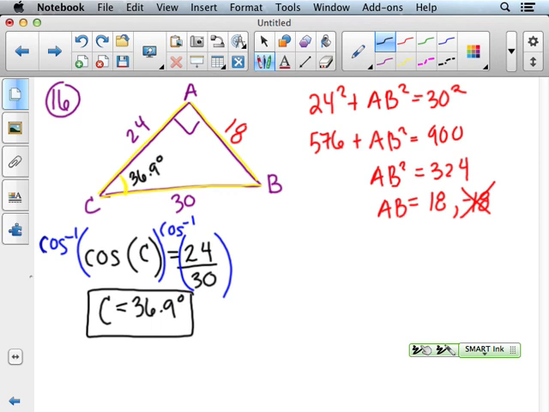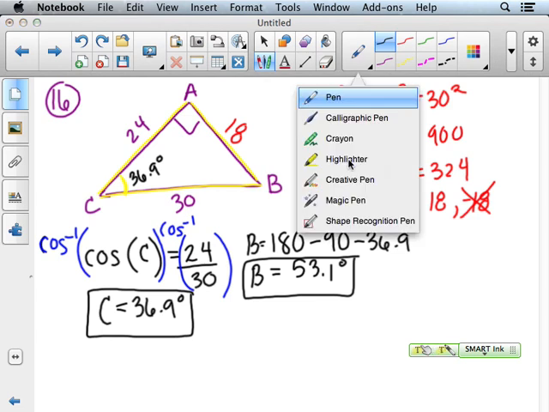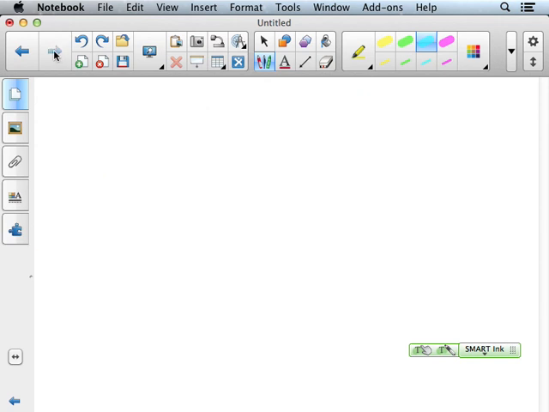36.9 degrees. Now I'm just going to use the fact that I know all three angles have to add up to 180 degrees to find angle B. So 180 minus 90 minus 36.9, that's what B equals. So B equals 53.1 degrees. Here we go. And I've finished. There's angle B, there's angle C, and there's side AB. We solved for all the missing information. Number 17.